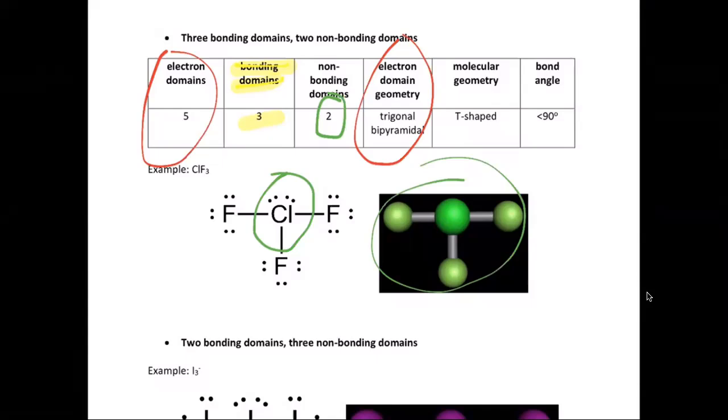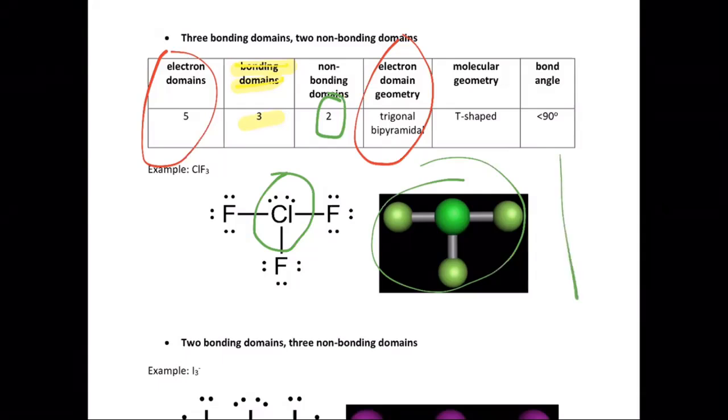And so that's going to affect the angles. On this one, though, notice there's only 1 angle. It's less than 90. And that's because there are only these 2 angles, and they look like 90 degrees. But because of these 2 electron pairs repelling them, they're actually going to be a little less than 90. Okay. And it's easy to remember. This one is T-shaped because it looks like a letter T.